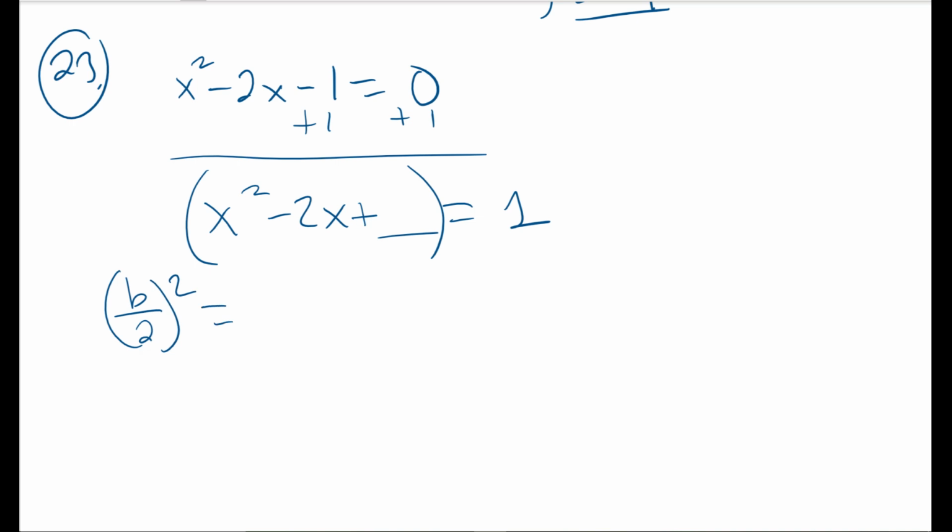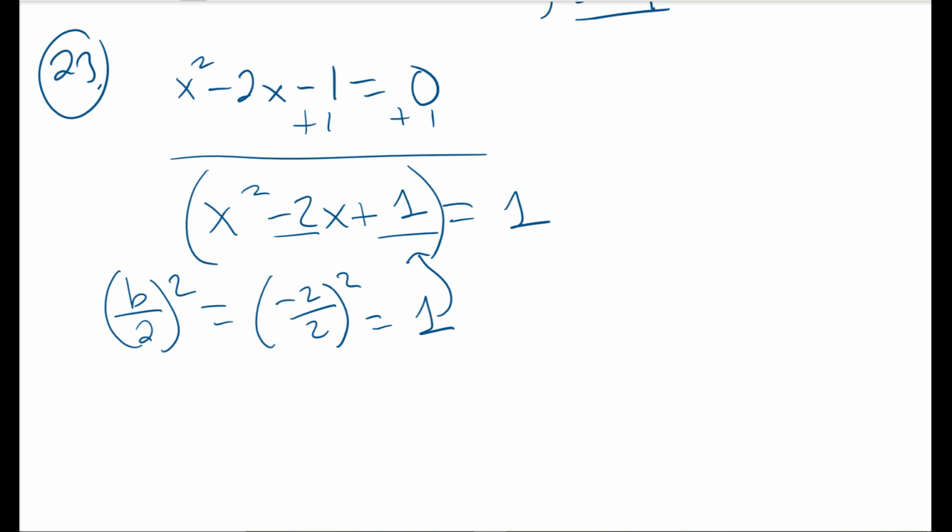In this case, b is negative 2 right here. So we have negative 2 over 2 squared. Negative 2 divided by 2 is negative 1. Negative 1 squared is 1. So therefore, we're going to add 1 over here.